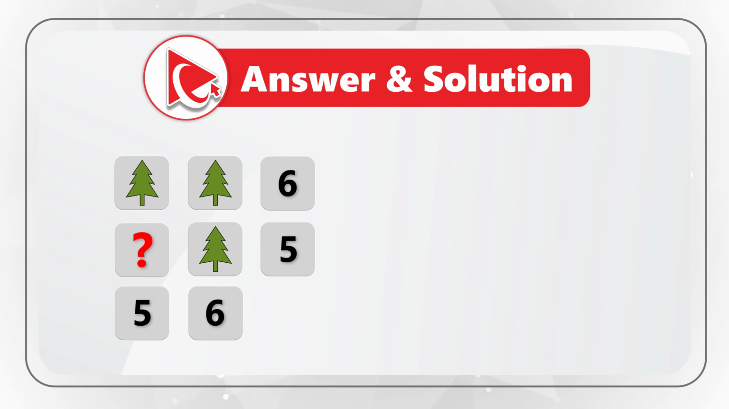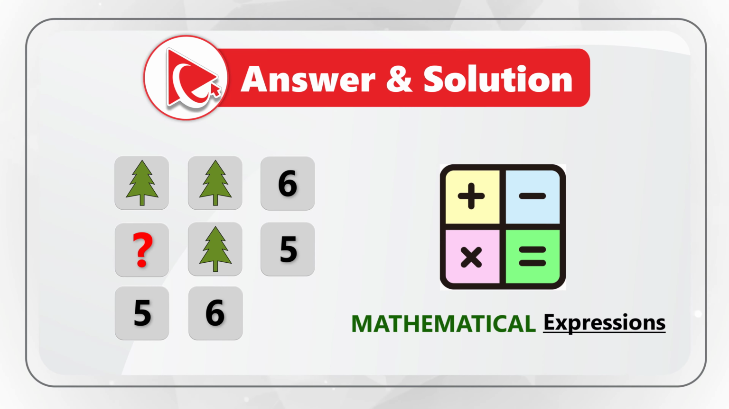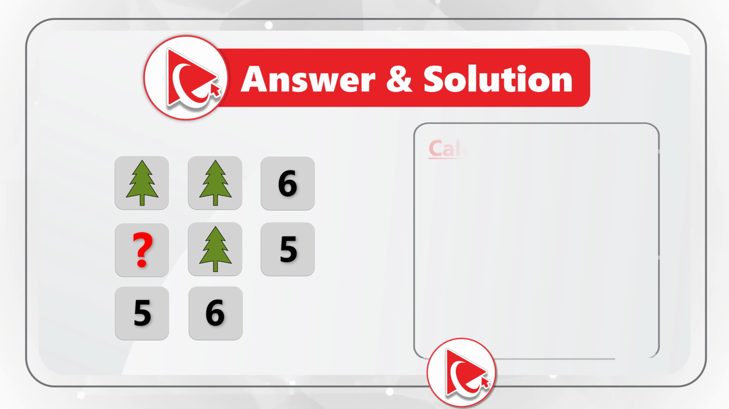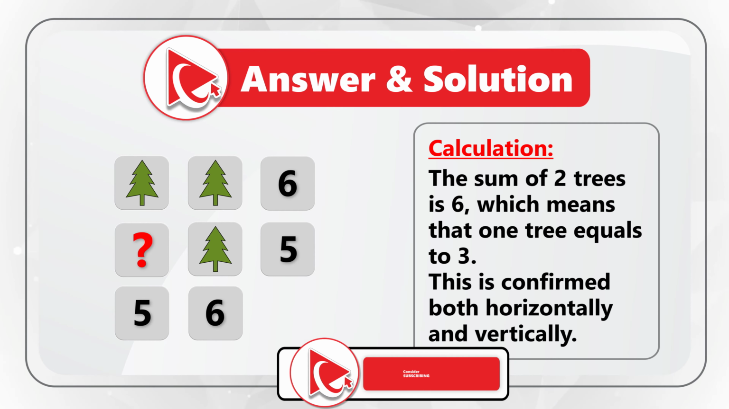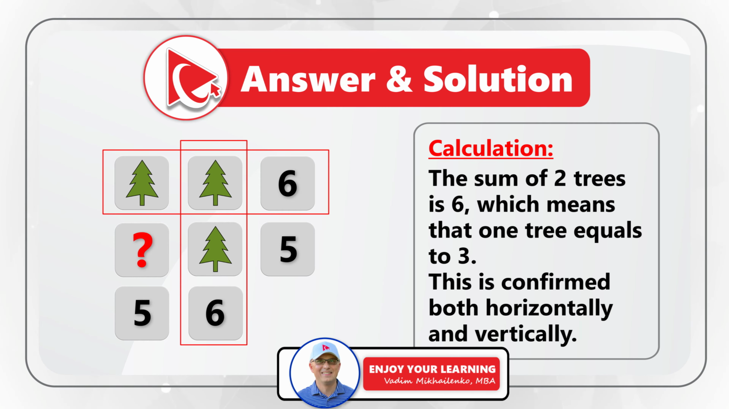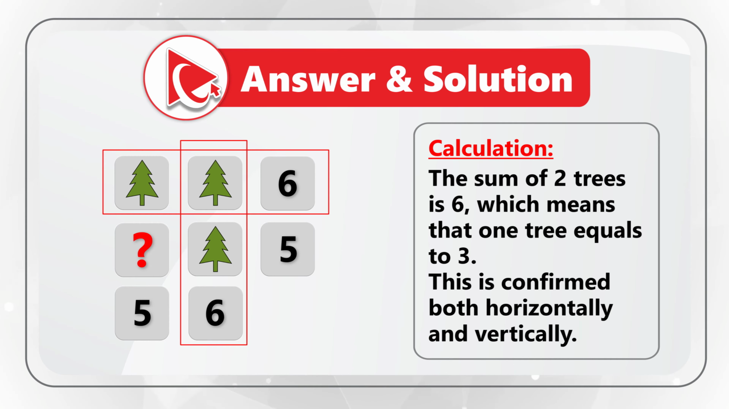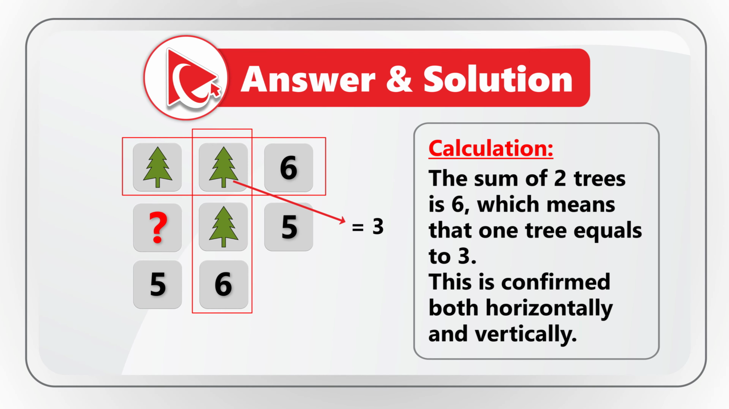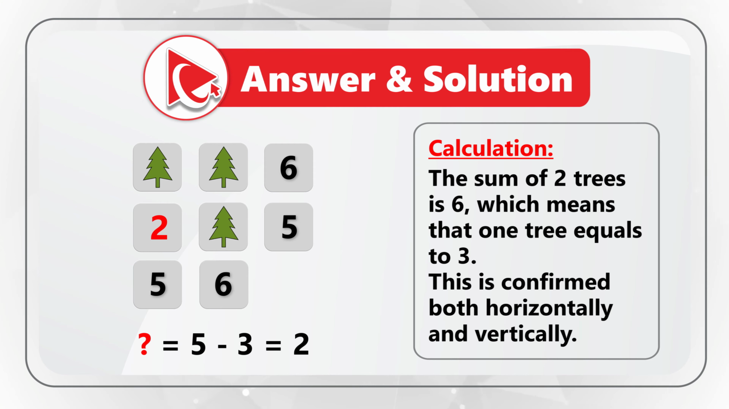As you might have guessed, what we see on the picture are mathematical expressions. For example, the sum of 2 evergreen trees is 3, which is represented by the top row. The same is true for the middle column. Sum of 2 evergreen trees equals 6, which means that 1 evergreen tree equals 3. Now we can calculate the missing number, which would be the result of 5 minus 3, which would be equal to 2. So the correct answer here is choice A, 2.